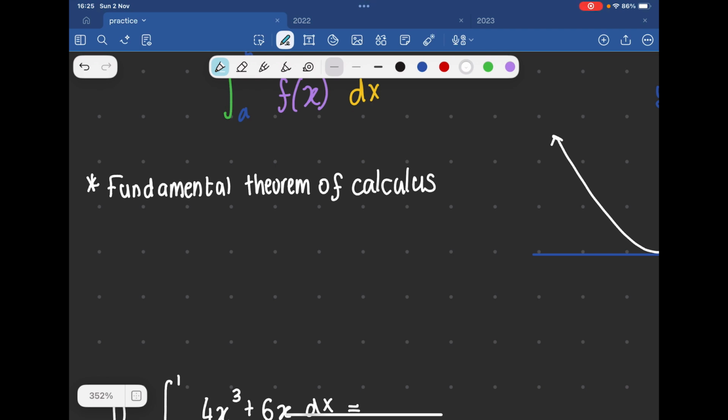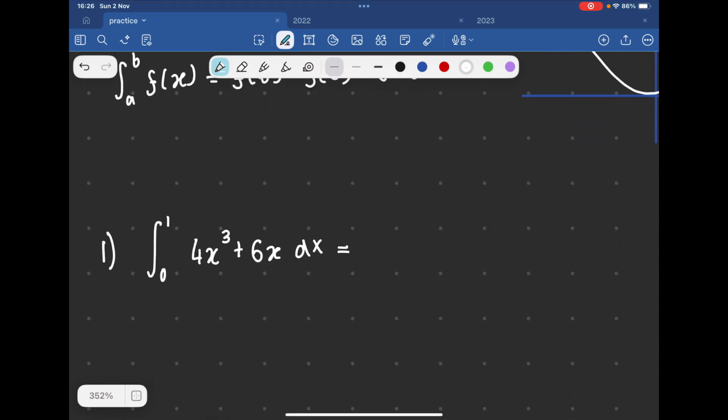Instead, we have to use this theorem called the fundamental theorem of calculus, which states if we have an integral between the bounds of b and a of a function f of x, it's f of b minus f of a, where b is greater than a. So how do you put this into practice?